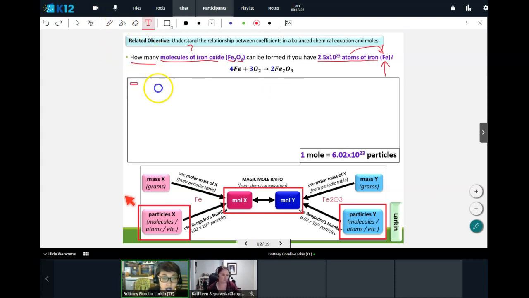All right, so let's start off with what we know. We know that we have 2.5 times 10 to the 23rd atoms of iron. I'm putting it in calculator form, so 2.5 E23. Putting it all over what in order to turn it into a fraction? Putting it all over what to turn it into a fraction?